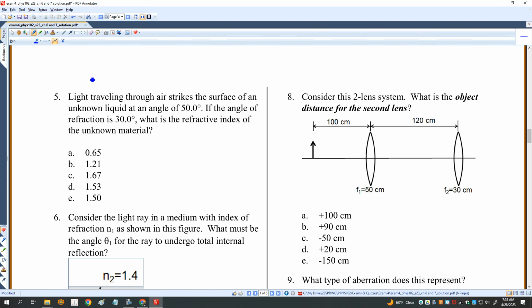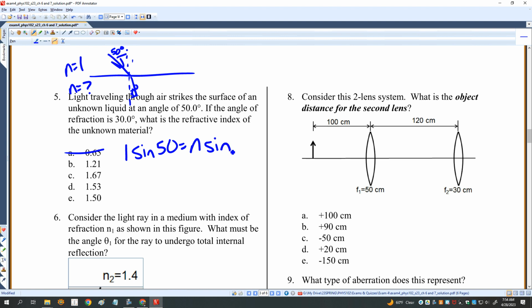Alright, so I have it moving from air, that's n equal 1, to this n. I know I can get rid of this one, by the way, because the n doesn't go less than 1. So I have 1 sine of 50 equals n sine of 30.